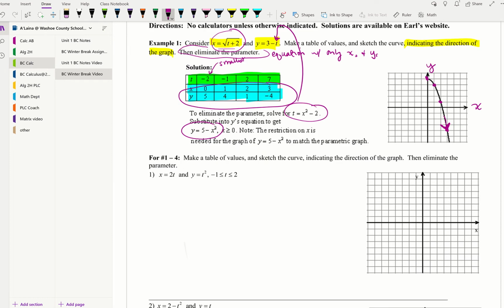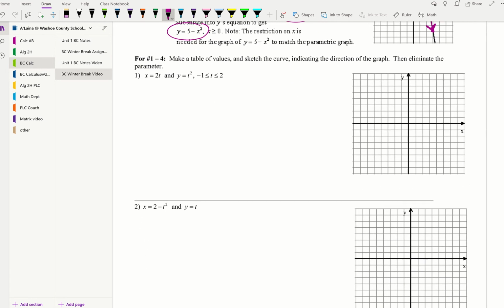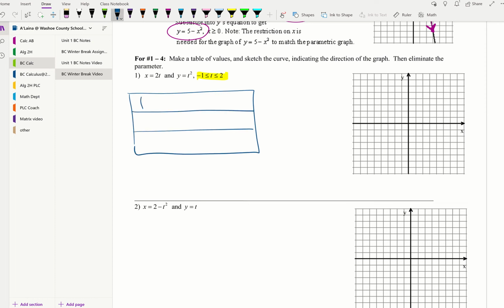All right, let's take a look at one of the actual problems from the assignment. So if we make a table of values and sketch a curve, we want to indicate the direction of the graph. This particular one gave us a range of values for t. That's not always true, but I'm going to go ahead and make a table. I will create 3 rows on this table, one for t, one for x, and one for y, and I'm going to pick the integers here on this interval.